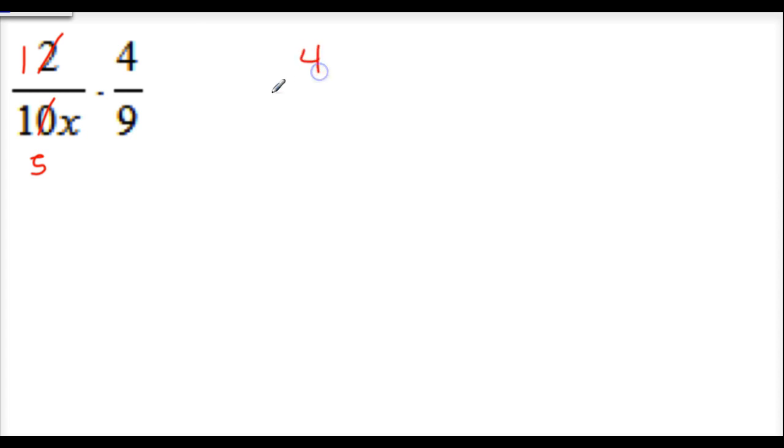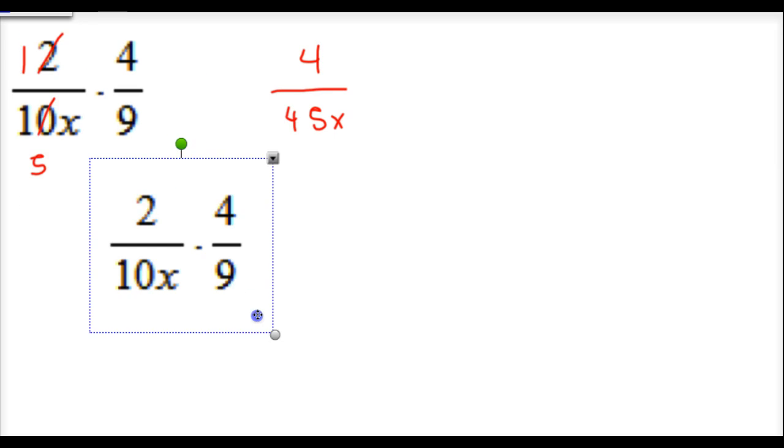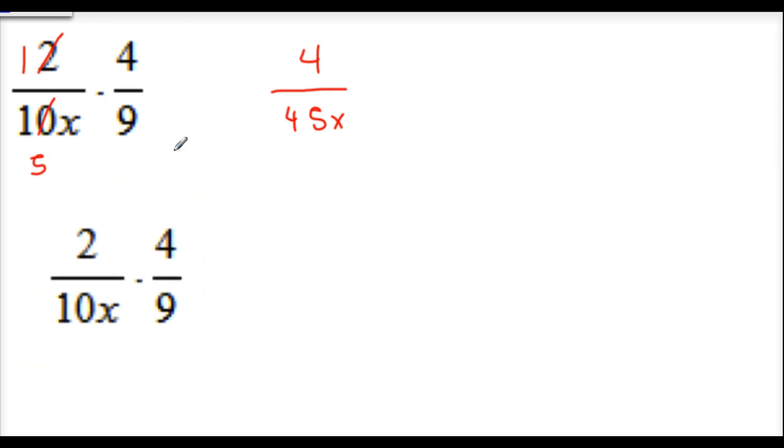1 times 4 is 4. And 5 times 9, 45x. Let's take this same example here. I'm just going to add a second piece to this. Let's throw a few more variables here: x cubed, y to the 5th, and an xy and an x. So let's make this 2x cubed over 10xy times 4y to the 5th over 9x.